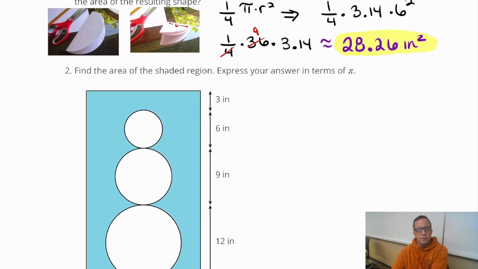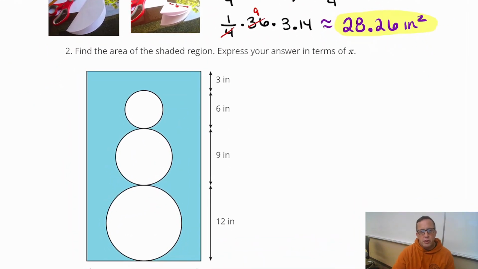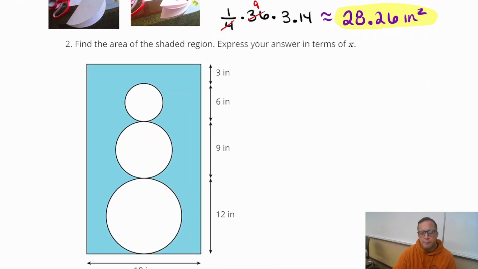All right, for number 2. This is an interesting one. Find the area of the shaded region. Express your answer in terms of pi. That makes it seem like it's hard, but actually keeping it in terms of pi makes it really easy. Makes it a little bit more algebraic, but doesn't make it too bad.